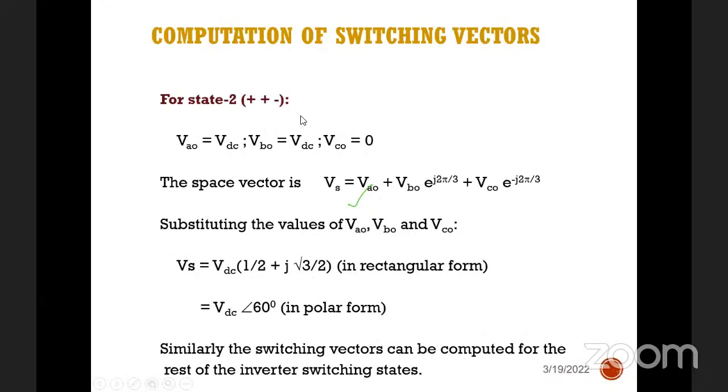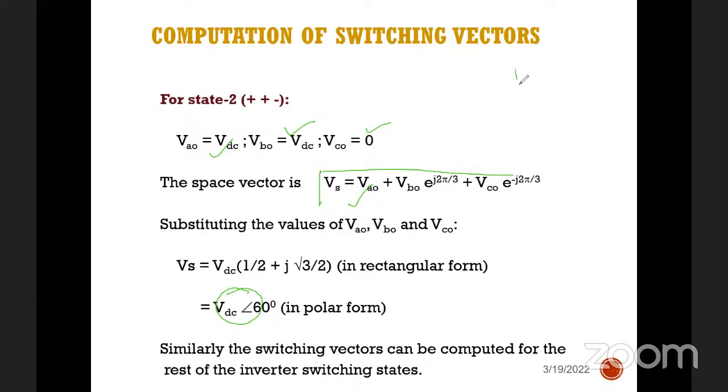So for example, we are operating a switching state of plus, plus, minus. If it is plus, plus, minus, what is VA naught? VA naught is nothing but VDC. VB naught is VDC and VC naught is 0. In our space vector equation, if you substitute this VA naught, VB naught, VC naught, we are going to get VDC at an angle of 60 degrees.